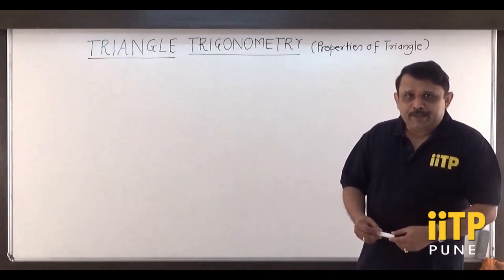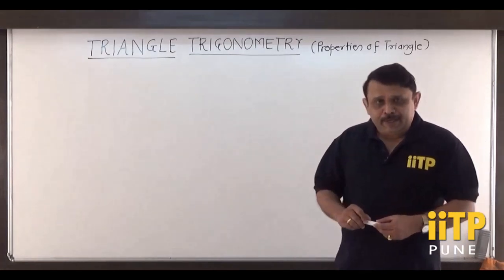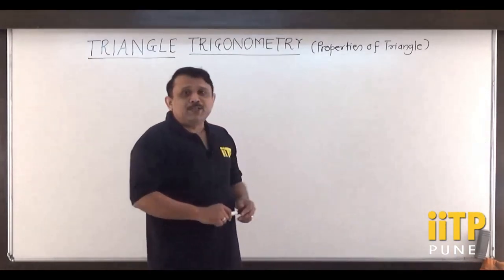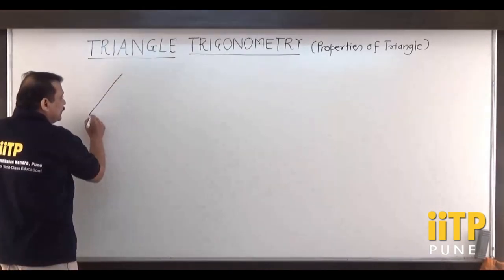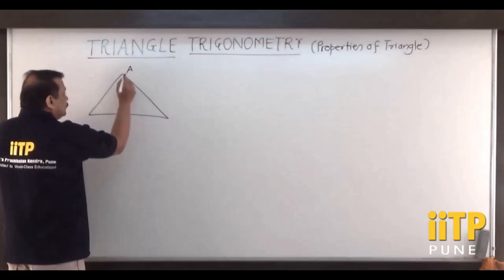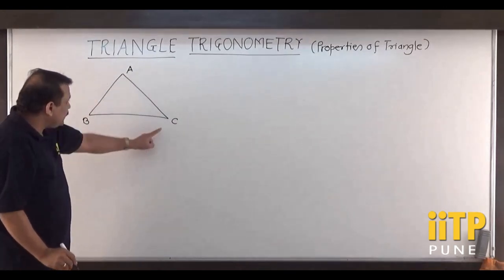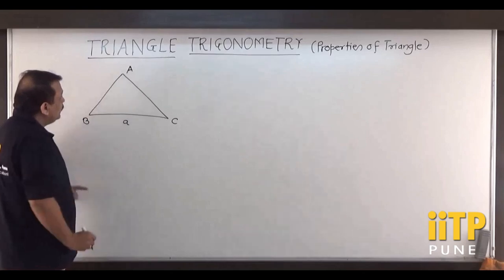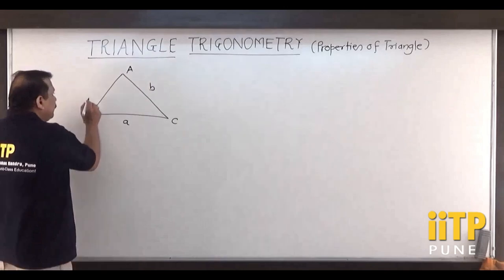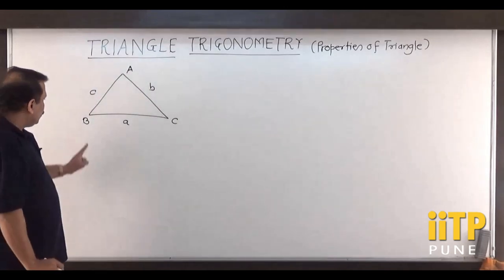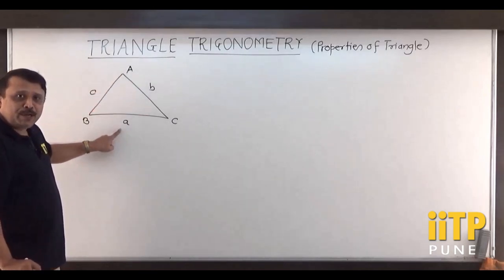Here we are going to study now a part of trigonometry which is called triangle trigonometry, which is also known as properties of triangle. Let us consider a triangle ABC. It has three sides, BC denoted by small a, AC denoted by small b, and AB denoted by small c. So BC is opposite to the vertex A, denoted by the corresponding small letter.